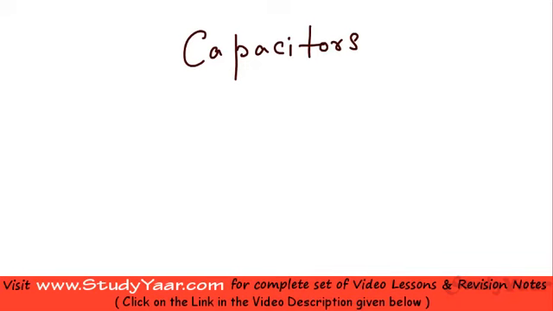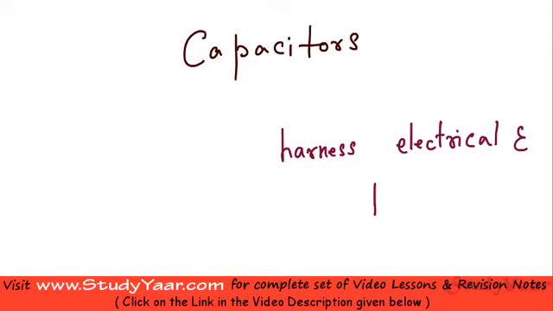Over here, a capacitor is something that allows me to harness electrical energy. It allows me to store charge. This stored charge can then be used to do some useful work. So let's see what is happening in a capacitor.